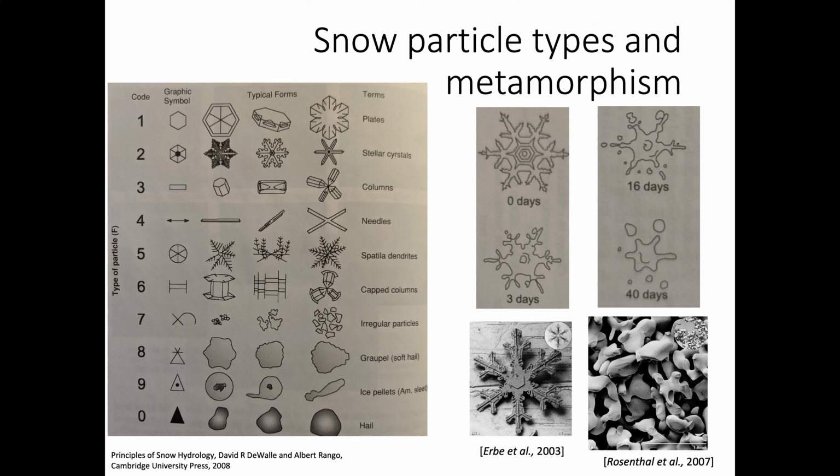On the upper right side of this slide, you see a plate or dendritic particle at 0 days at the time of snowfall. You can also see the snowflake change as metamorphism occurs from 3 days to 16 days to 40 days. Underneath, you can also see pictures taken from a microscope showing a new particle and a collection of snowflakes that are highly metamorphosed.